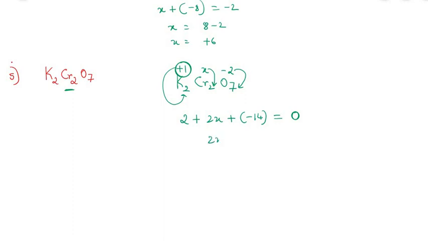I have to calculate for this X. So 2X is equal to 14 minus 2, that will be 12, and here X is equal to 12 by 2, so X is equal to +6. So now I can write the oxidation state of chromium in potassium dichromate is +6. Is it clear, students?